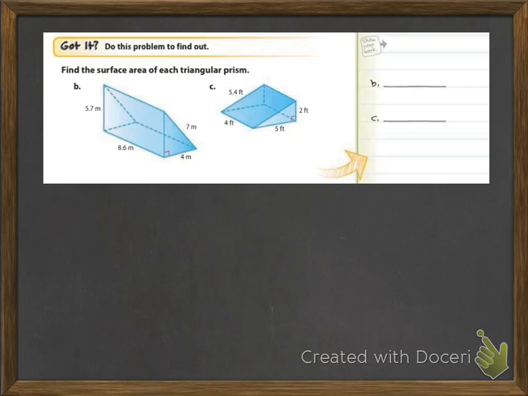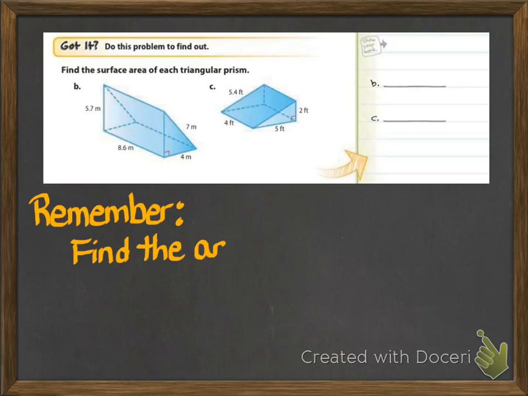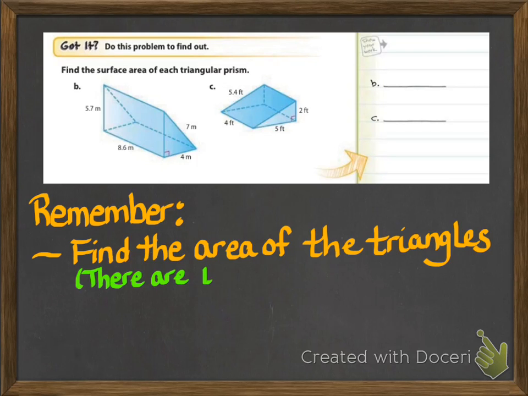So go ahead and, at the top of that sheet of notebook paper, label it B. And when you're done with example B, you can label it example C and get started there. Now remember, before you get started, you need to find the area of the triangles. Now there are 2 of them.